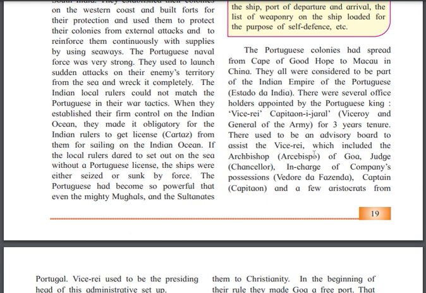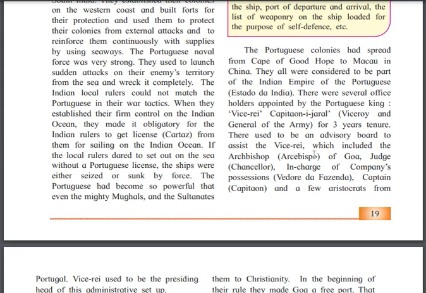Okay, and there were several office holders appointed by the Portuguese king. There were offices in India held by people appointed by the Portuguese king, like the Viceroy and the General of the Army, for a tenure of 3 years. And there used to be an advisory board to assist the viceroy.